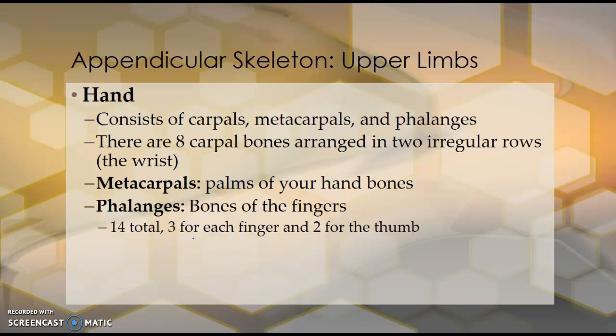Okay, the hand, the last part of our upper limbs. The hand is going to consist of carpals, metacarpals, and phalanges. So your carpals are your wrist bones. Metacarpals are the bones in the palm of your hand, and then your phalanges are your fingers. And you have 14 total phalange bones. You have 3 on each finger, but you only have 2 for your thumb.